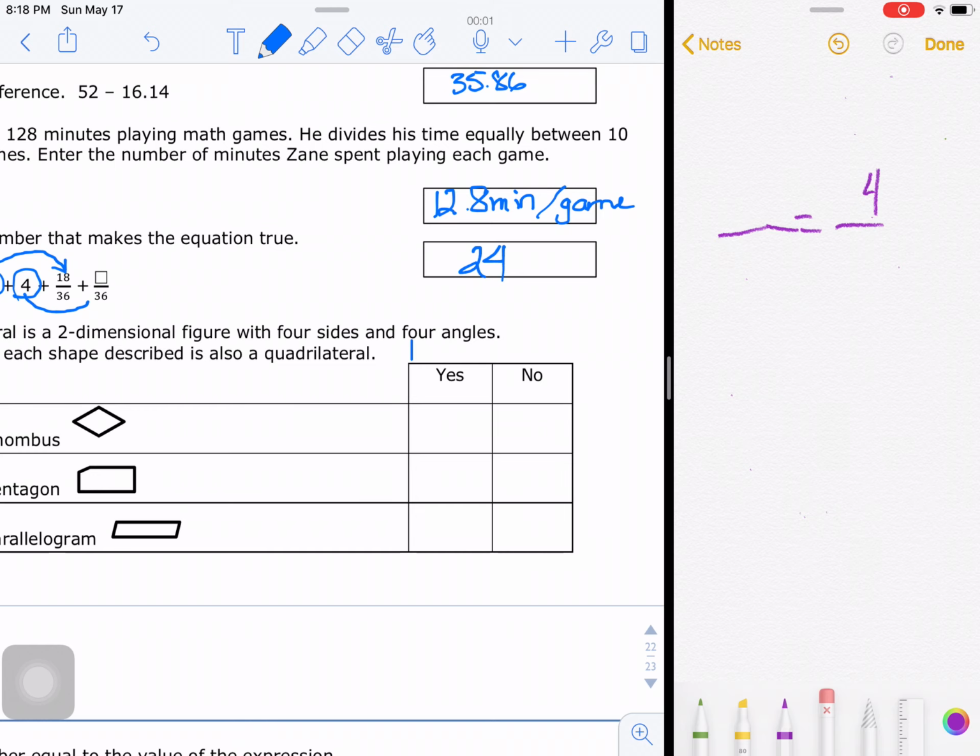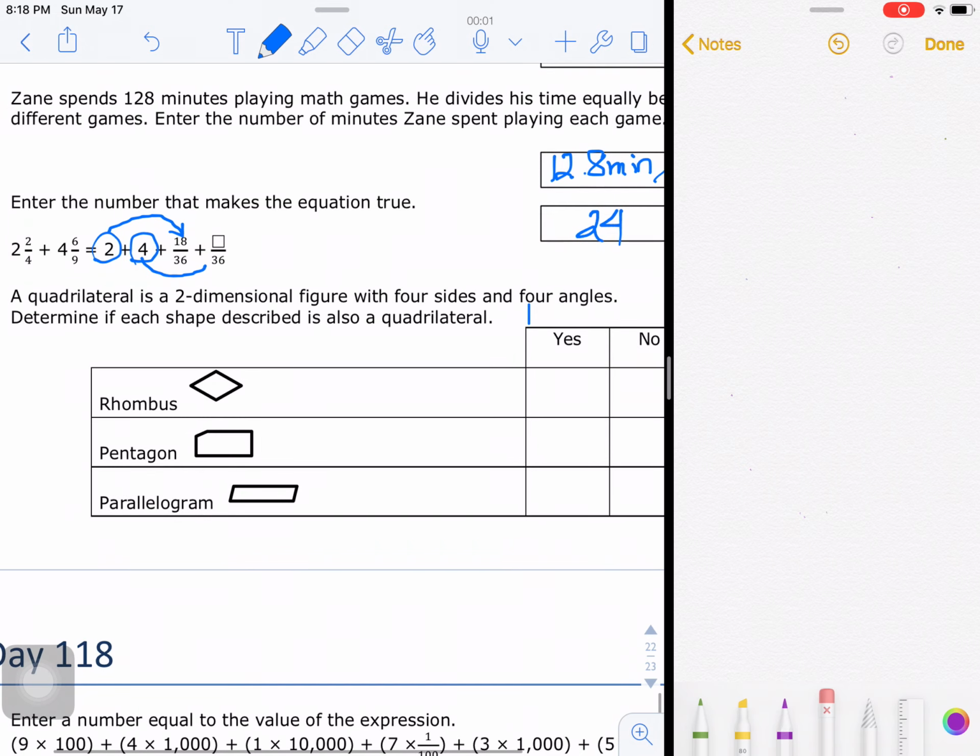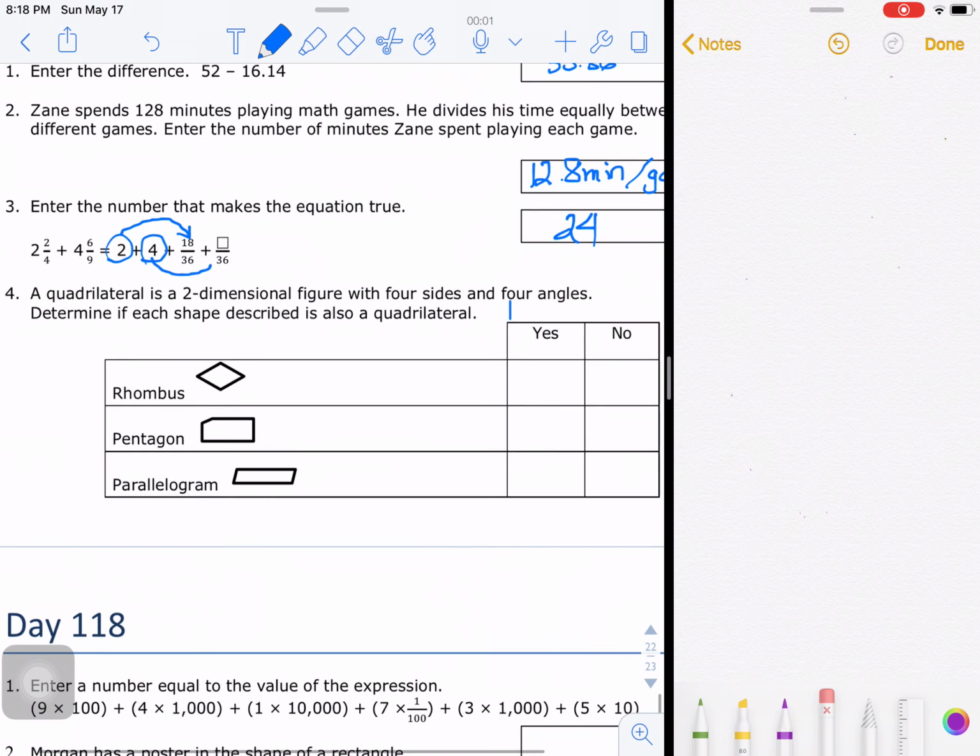Okie dokie. Our next problem. A quadrilateral is a two-dimensional figure with 4 sides and 4 angles. Determine if each shape described is also a quadrilateral. Well, if I look at all of these shapes, they are all two-dimensional. The rhombus, does it have 4 sides? Yep, 1, 2, 3, 4. And obviously they're all connected, so they all create angles. So yes, that is a quadrilateral.